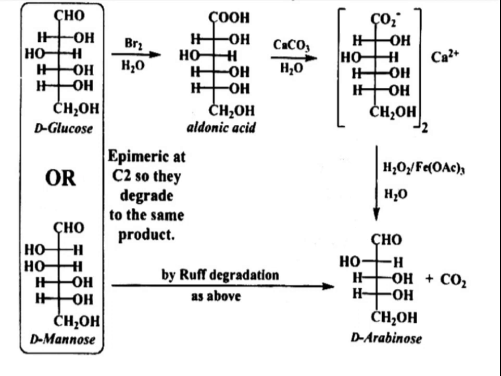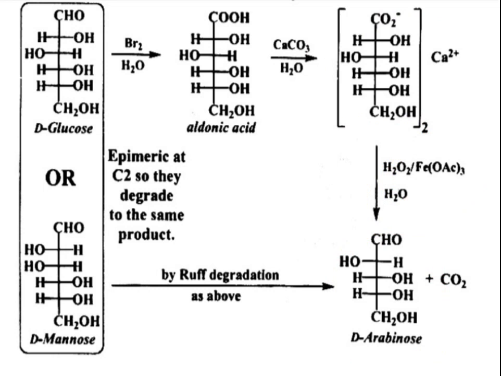So this is the structure of your D-glucose. Then treat with bromine water. You will get aldonic acid, and then this aldonic acid is converted to a calcium salt. So you take calcium carbonate, you will get this calcium salt. Then after this, just treat it with H2O2 and Fe(OAc)3 or Fe2(SO4)3. Then you will get arabinose.